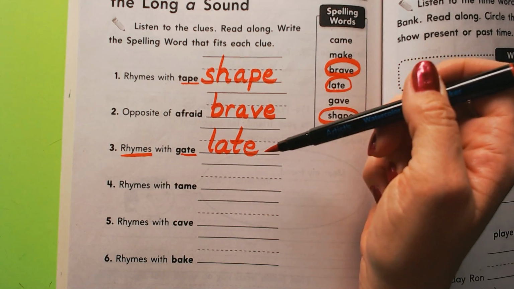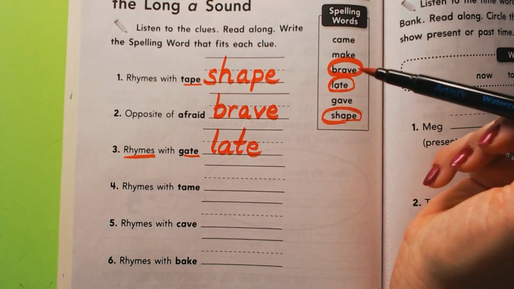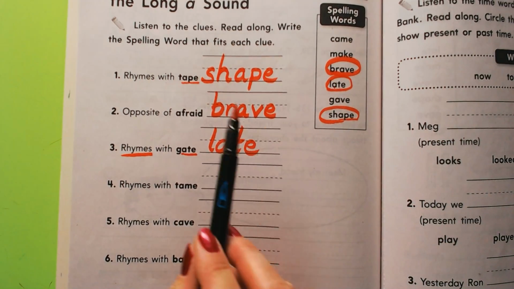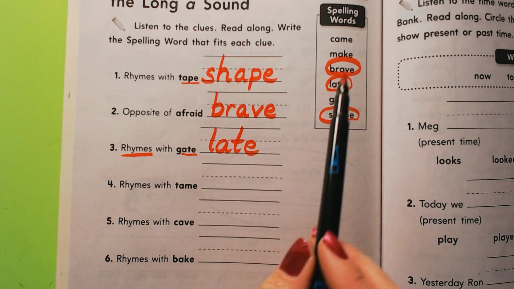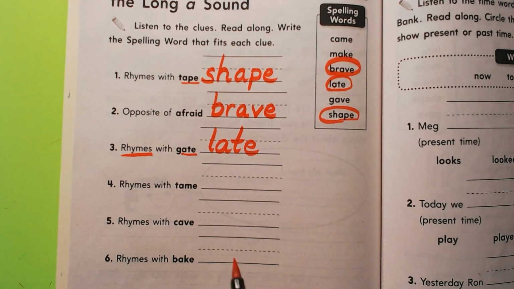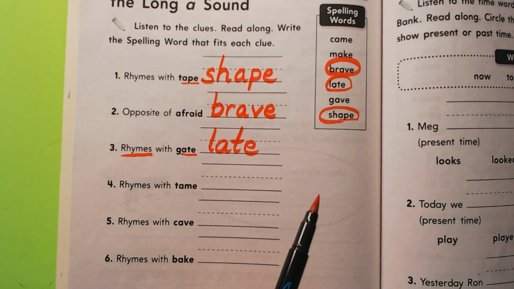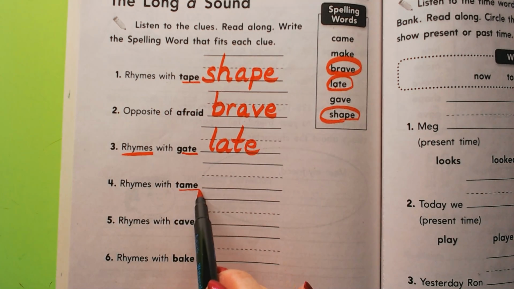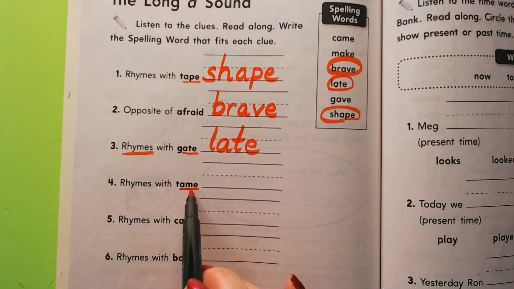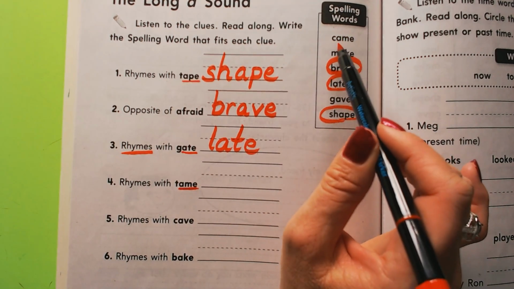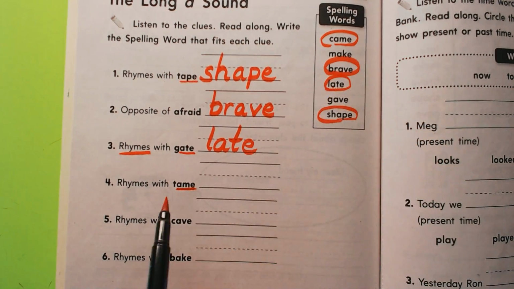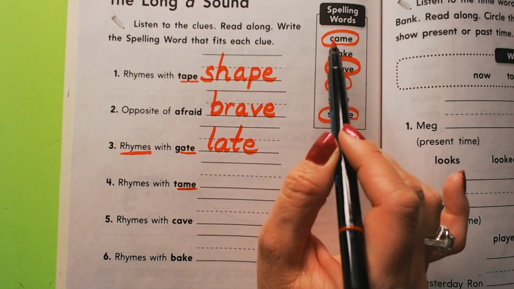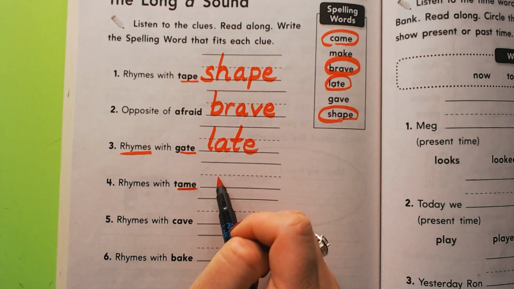So I'm inviting you to study your spelling words. If you don't know how to spell shape, brave, and late, and came, make, and gave, you need to practice. You can't learn how to write these spelling words unless you practice. Okay, it rhymes with tame. A-M-E is our word family. Oh, top one, A-M-E. So tame and came rhyme.